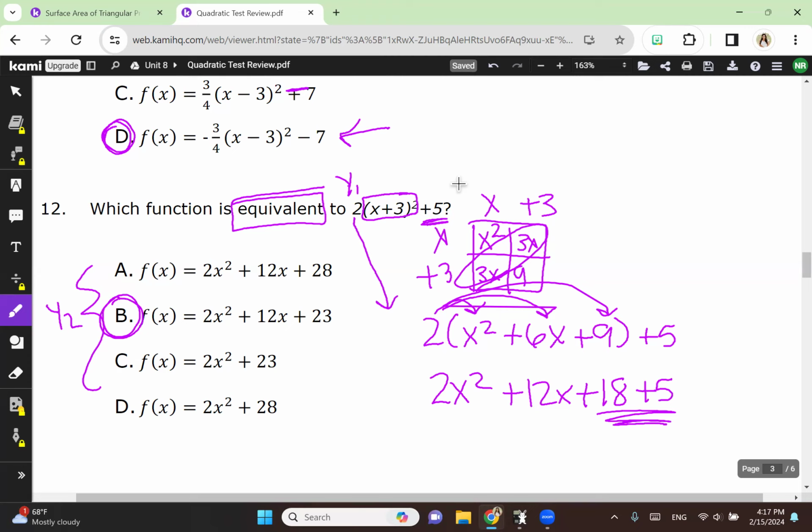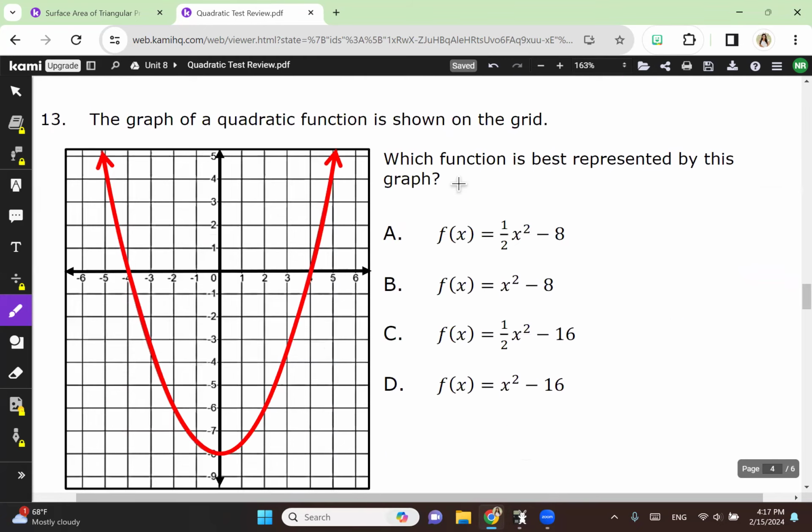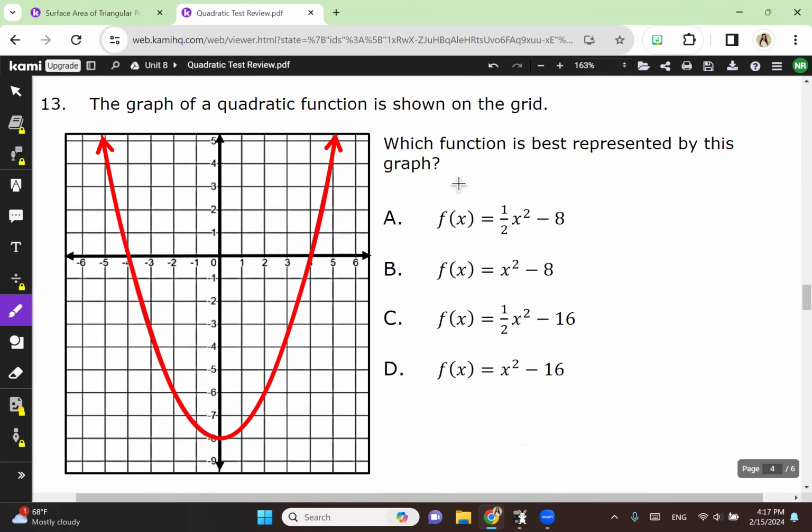Next one. When you're given a graph, that's always easiest. You want to start with looking at the y-intercept. The y-intercept is (0, -8). So you can automatically get rid of these two, okay?